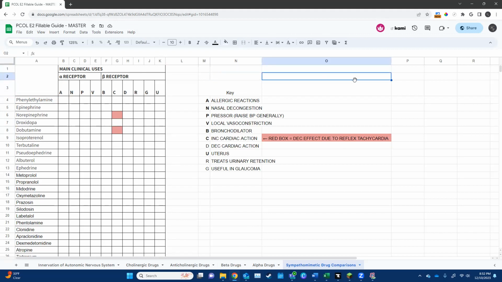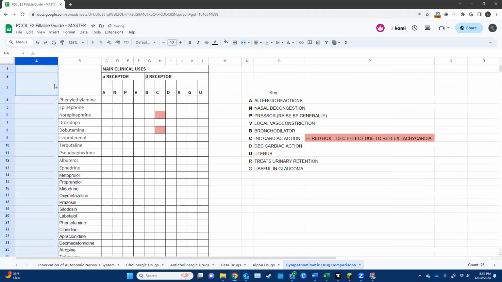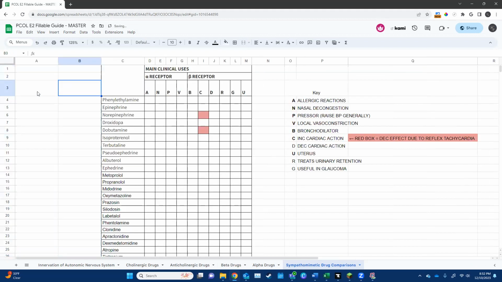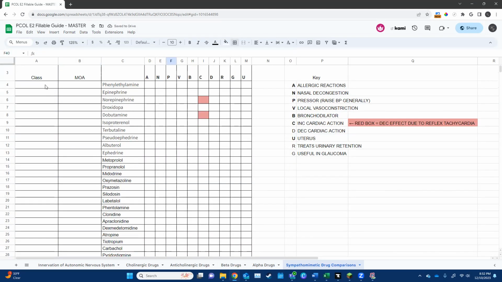Don't go overboard with the comparisons, right? You were already tested on this information, so you don't have to go super in depth with them.